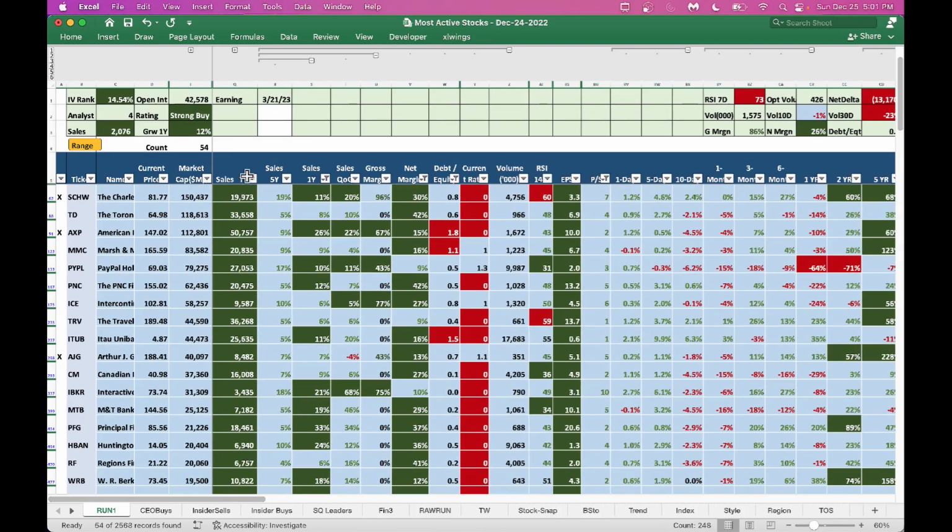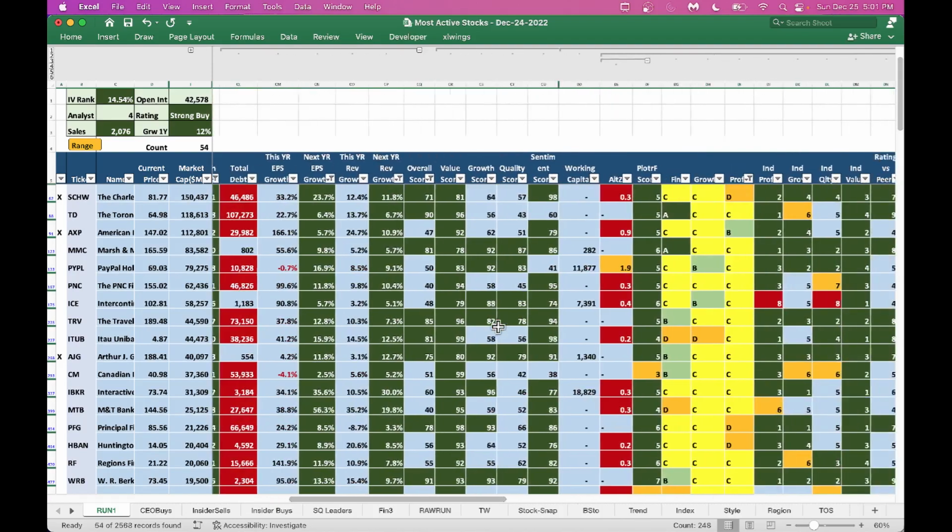All right, so with that, let's actually try to see here. We got net margin, debt to equity. That's good here. Let's go into the next industry here and look at a few more names.